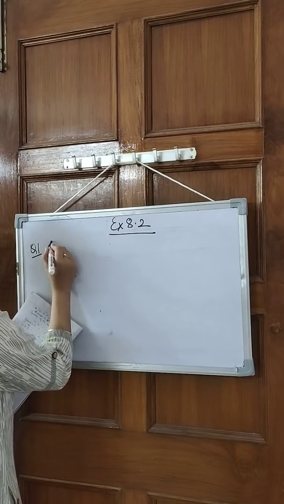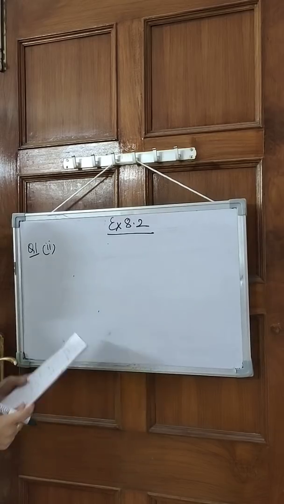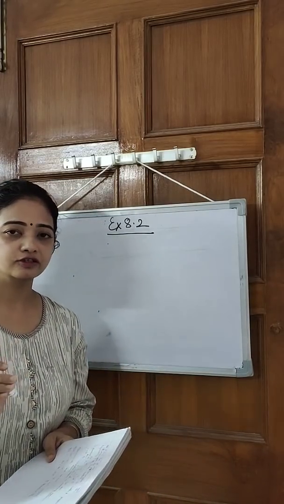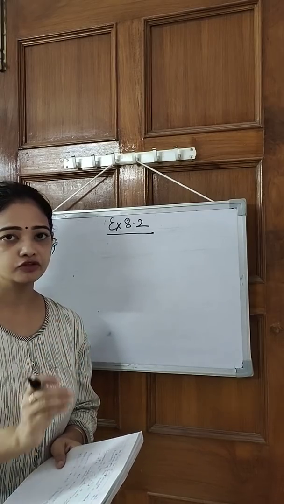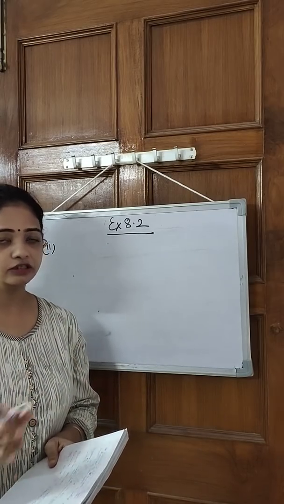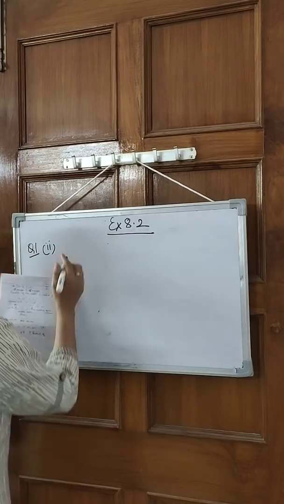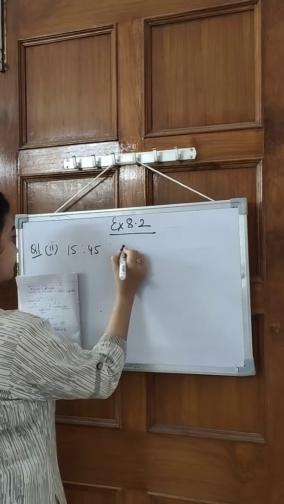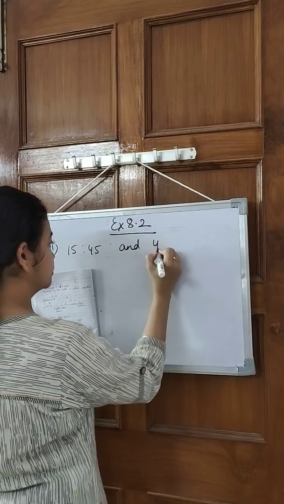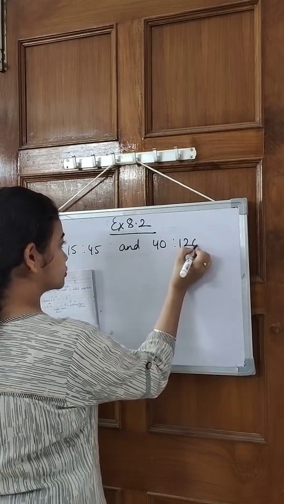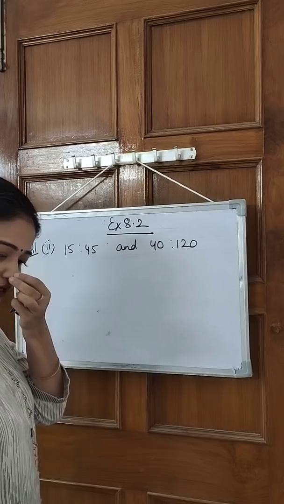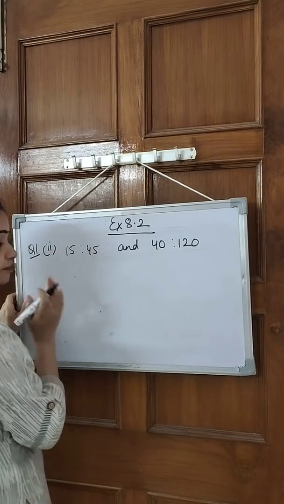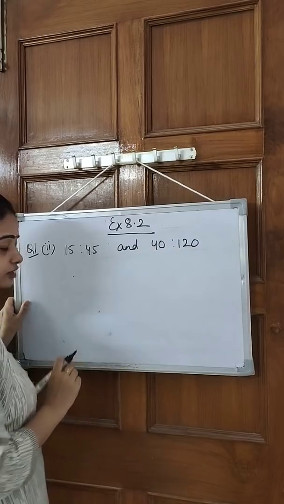I am taking question number 1, first part, and in this I have to check. In all the questions you have to check this only, whether the statement is true or false, means they are in proportion or not, everywhere. So I am taking the second case, which says 15 is to 45 and 40 is to 120. I am using the first method here, which is by division. I will check the simplified form of this and the simplified form of this.